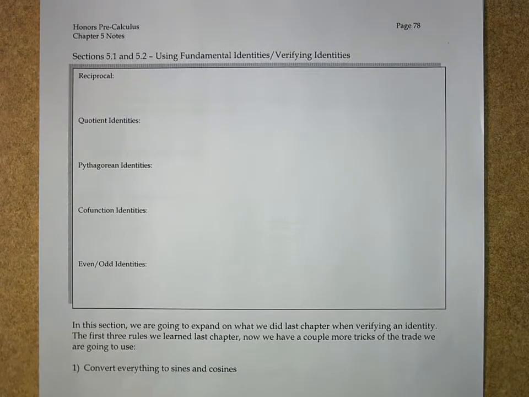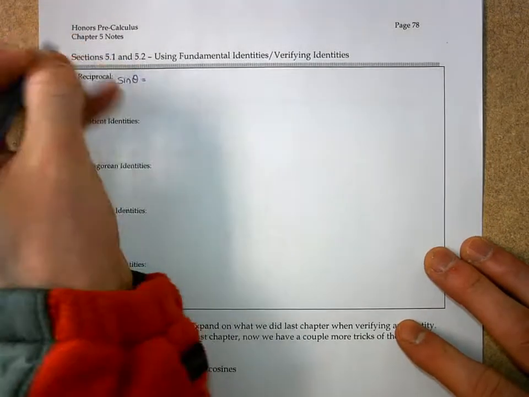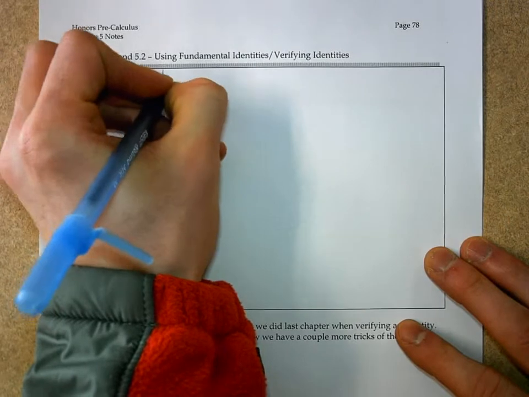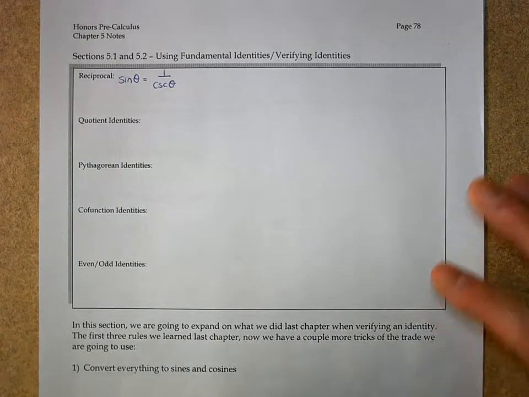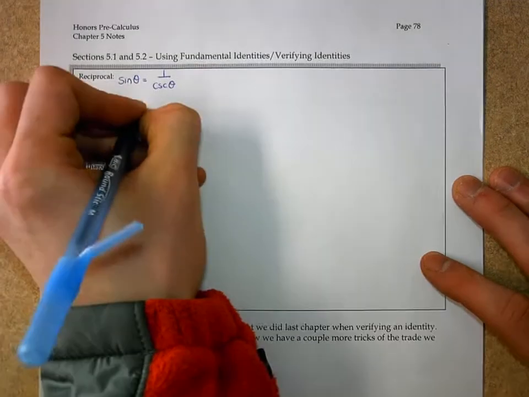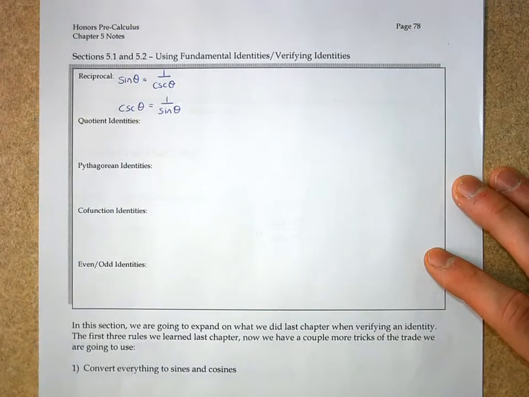These do need to be memorized, so you might want to have these down before we come to our quiz or test. First of all, reciprocal. The reciprocal identities are the ones that are paired as 1 over a relationship to another. So 1 over something. With sine, sine is related to 1 over the cosecant. So sine of theta is 1 over the cosecant of theta. Conversely, the cosecant of theta is going to be 1 over the sine of theta.